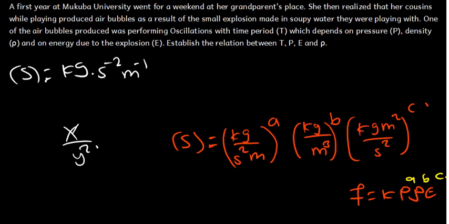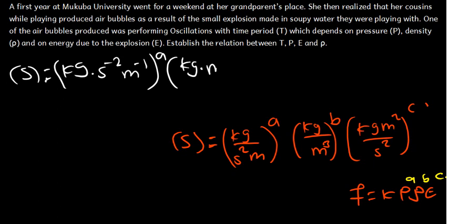Simple. Okay, now from there, I can put them in brackets. Everything is raised to the power a, and then next we have kg times m to the power negative 3, since that one was on the denominator there. Everything raised to the power b. Then I have kg m to the power 2, which is meters, then s to the power negative 2, everything raised to the power c.